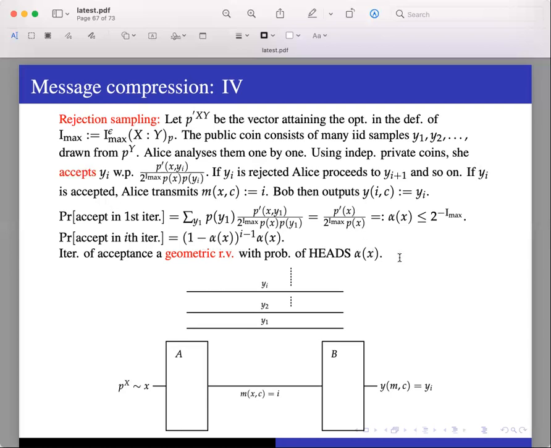The iteration number of acceptance is the geometric random variable. And if you ask me what this probability is, you can essentially say that the probability of heads is basically 2 to the power minus n. So I know how many times I have to toss the coin in order to see at least one head. So it is 2 to the I max. But anyway, let's analyze that properly. So any questions?